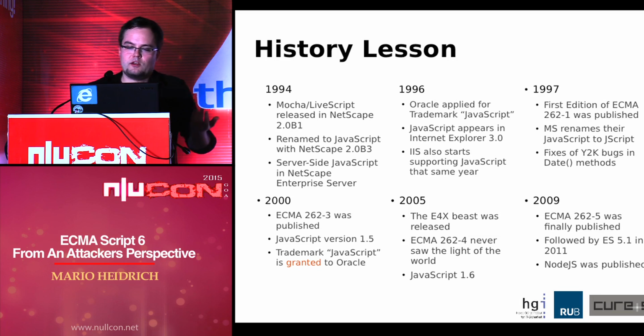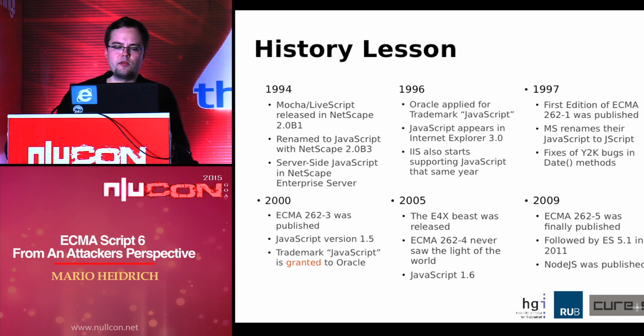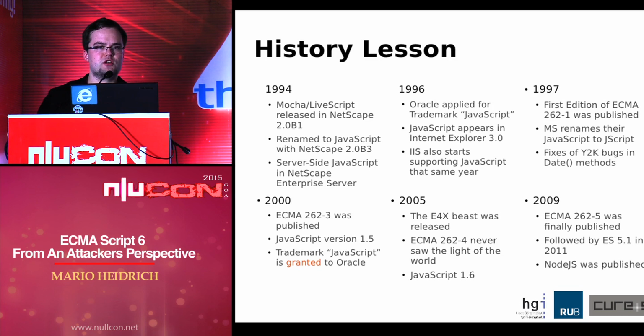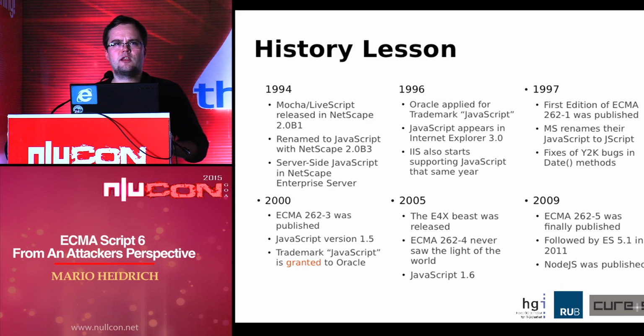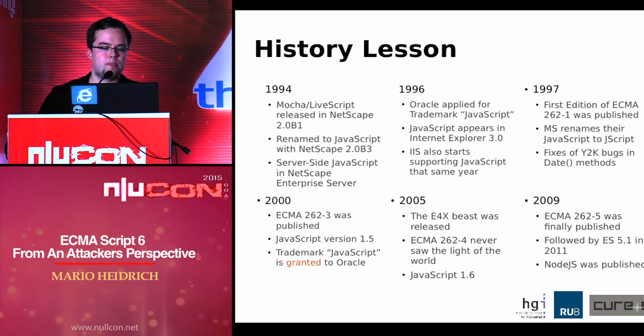In the year Y2K, so in the year 2000, ECMAScript 262-3 was published. So there was a little bit of movement on the specifier side. And JavaScript as such reached the version number 1.5. And you might already be wondering, so some people say ECMAScript 262-3, JScript, JavaScript, version numbering. How is this homogeneous? How is this unified? Guess what? It's not, because everybody put their own label on it. And in the same year, the trademark JavaScript was actually granted to Oracle. So now Oracle owns the term JavaScript. I'm not sure if that's a good thing.